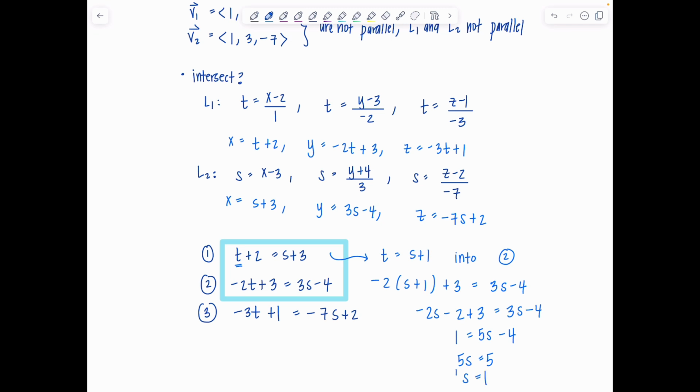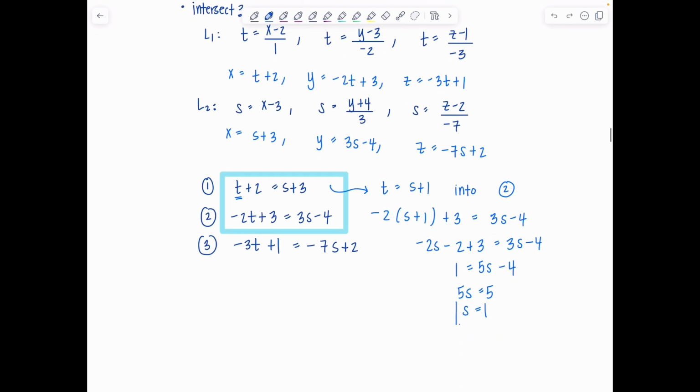So s is 1. And then if s is, whoa, what is that weird shape? So if s is 1, let's see, didn't I have up above? Yeah, t equals s plus 1. So then that means t would be 2. And this solution came from working with equations 1 and 2. So now I need to see, do they satisfy my third equation? So let's check now in 3.